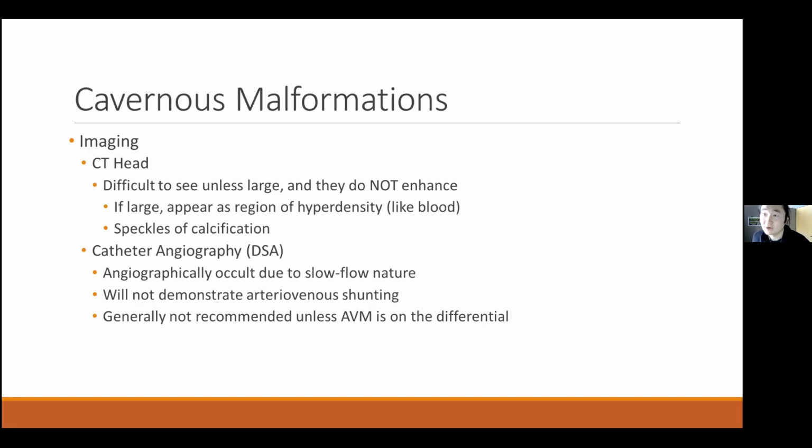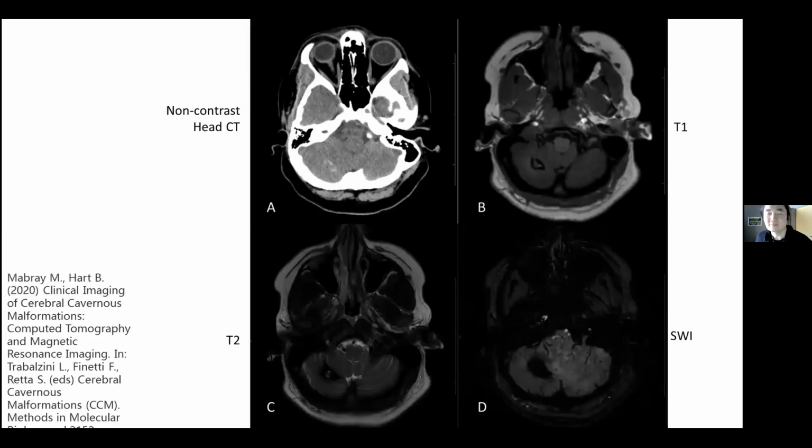CT imaging is very limited. Cavernous malformations are very difficult to see unless they're large. Sometimes they can be a little bit more hyperdense, but it's not super reliable. And similarly, catheter angiography, unlike our first two, is not very helpful here. They tend to be occult because they're slow flow and they don't demonstrate any AV shunting. So generally, you're not going to get an angiogram unless the imaging is uncertain. And if you're thinking about an AVM or something instead, then you want to get it to clarify the diagnosis. So like the first two, let's jump into imaging examples.